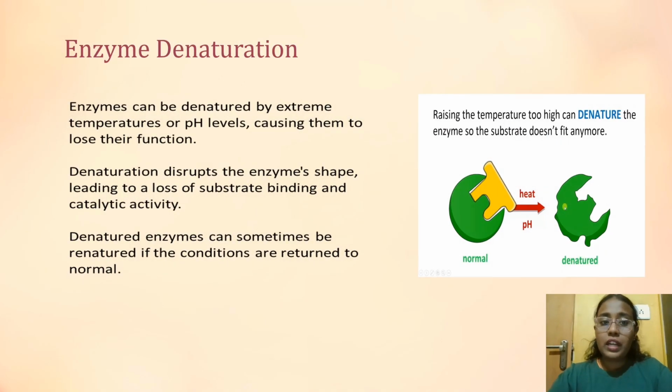Now let us learn about enzyme denaturation. Enzymes can be denatured by extreme temperatures or pH levels, causing them to lose their function. In previous slides, we learned the effect of pH and temperature on enzyme regulation. Denaturing disrupts the enzyme's shape, leading to loss of substrate binding and catalytic activity. Denatured enzymes can sometimes be renatured if the conditions are returned to normal.